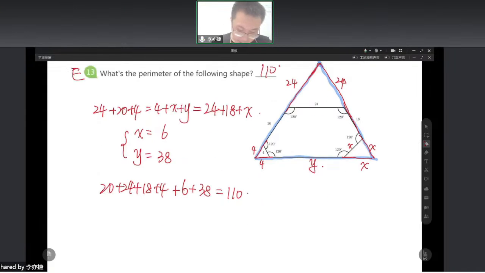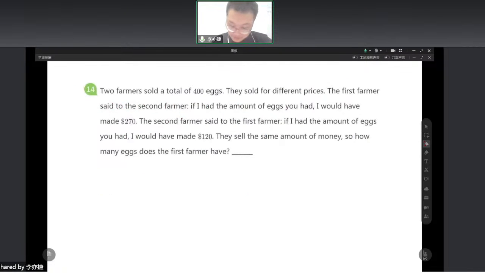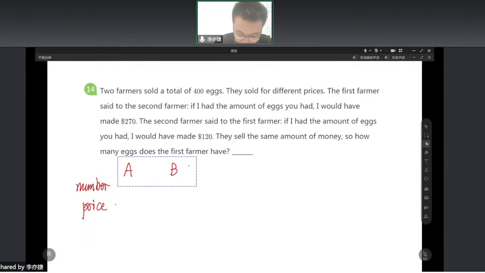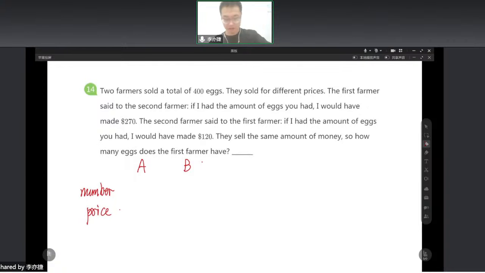Okay, then question 14. It says that two farmers, maybe farmer A and farmer B, have a number of eggs, and they have a price for each. Now maybe we assume the numbers of eggs are x and y, and the prices are m and n.